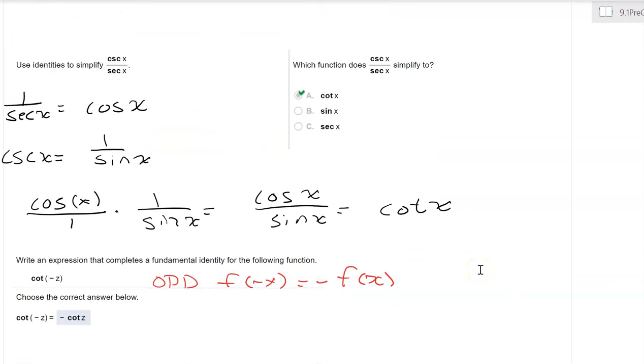And so for the rest of these, we're going to start looking at the identities, and then we're trying to simplify them in a sense.